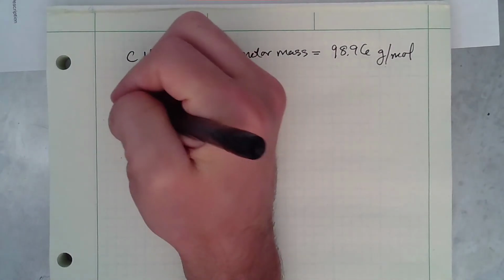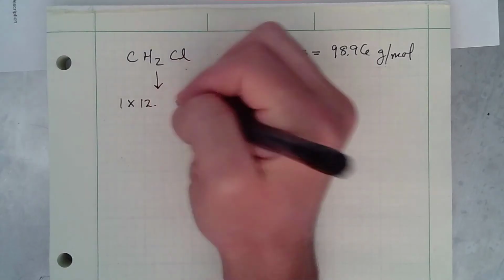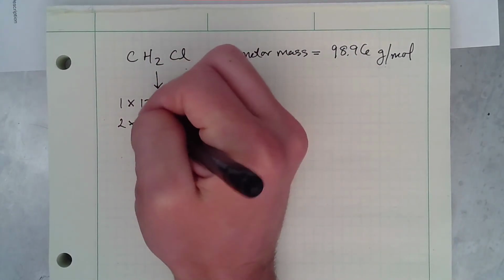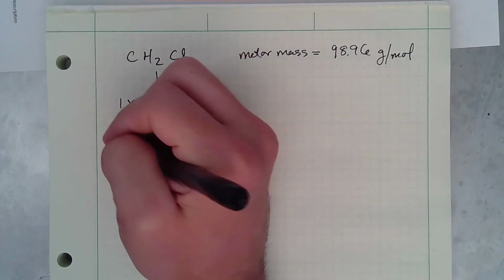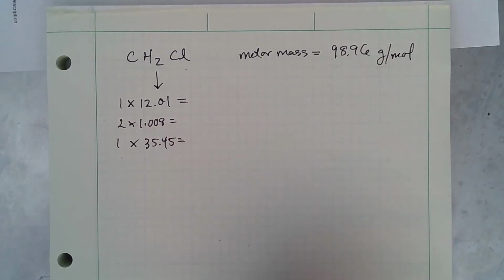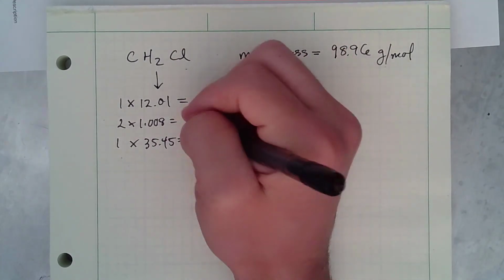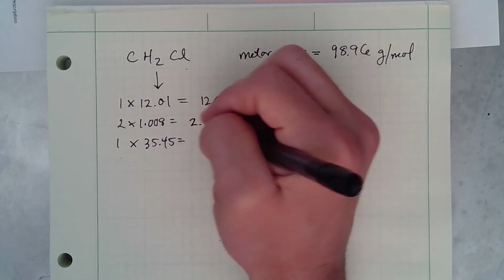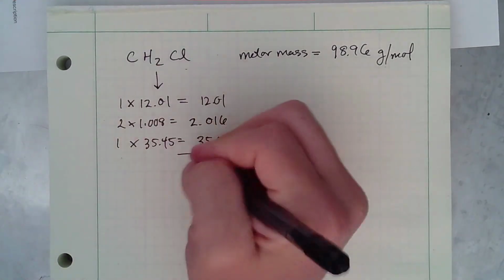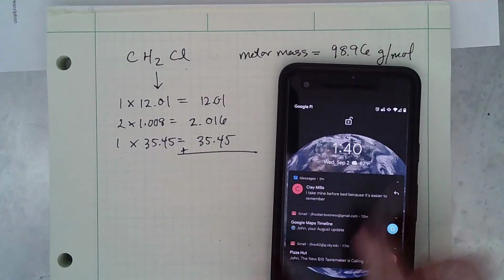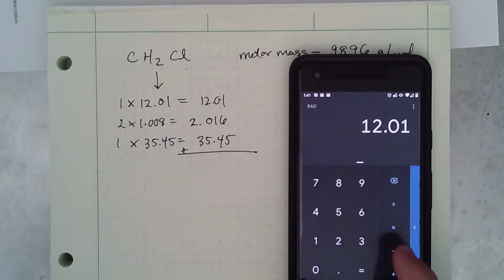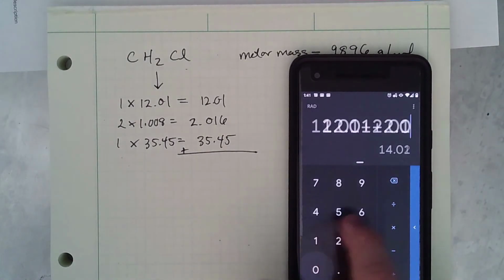So this is going to be 1 times 12.01, this is for carbon, 2 times 1.008, that's for hydrogen, and then 1 times 35.45, that's for chlorine. Let's add those up. 12.01 plus 2.016.